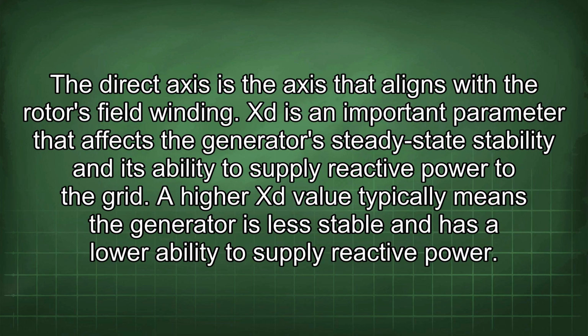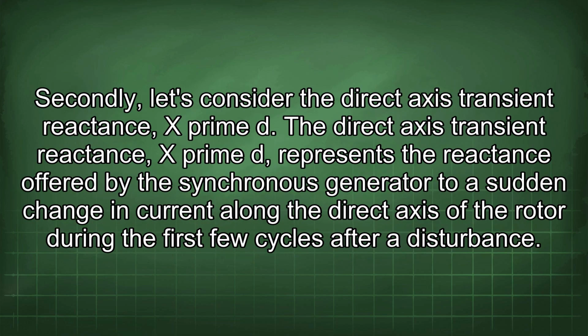The direct axis is the axis that aligns with the rotor's field winding. XD is an important parameter that affects the generator's steady-state stability and its ability to supply reactive power to the grid. A higher XD value typically means the generator is less stable and has a lower ability to supply reactive power. Secondly, let's consider the direct axis transient reactance, X prime D.